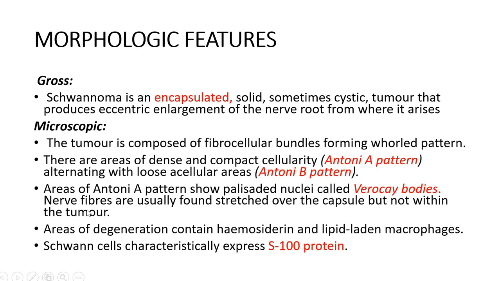Outside the solid encapsulation, the nerve fibers are usually found stretched over the capsule, but they are not seen within the tumor. So the typical microscopic picture you need to remember is fibrocellular bundles in a whorled pattern, Antoni A areas which are hypercellular, Antoni B areas which are the loose areas, and the palisaded nuclei seen in Antoni A areas, referred to as Verocay bodies. Degenerative changes can also be seen, containing hemosiderin and lipid-laden macrophages, and if you run an IHC on it, the Schwann cells express S100 protein. This is the typical gross and microscopic picture of schwannomas.